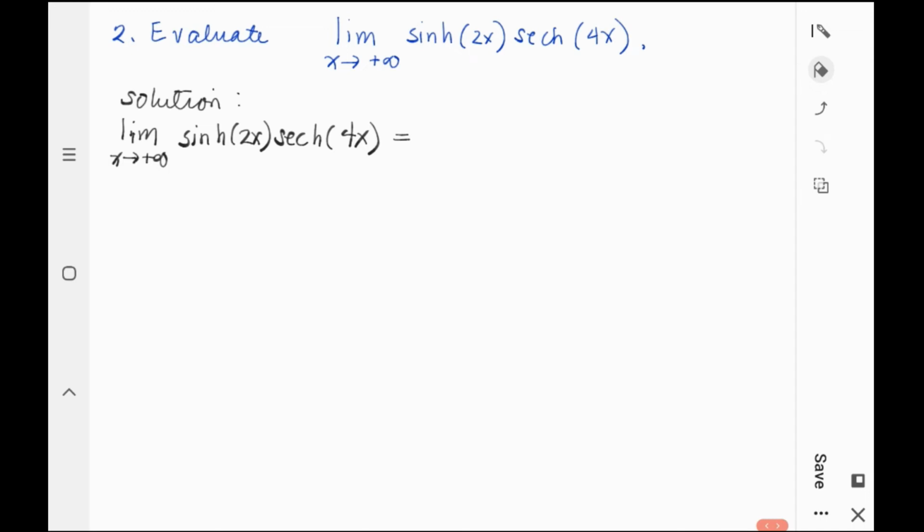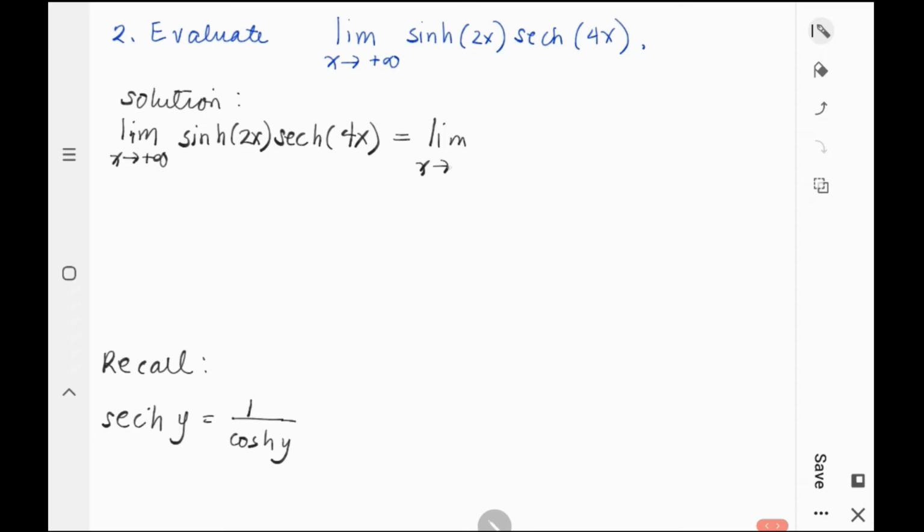Next, we evaluate the limit of the product of hyperbolic sine of 2x and hyperbolic secant of 4x as x approaches positive infinity. Let's recall the following. We recall that hyperbolic secant of y is equal to 1 over the hyperbolic cosine of y. This can be written as the following.